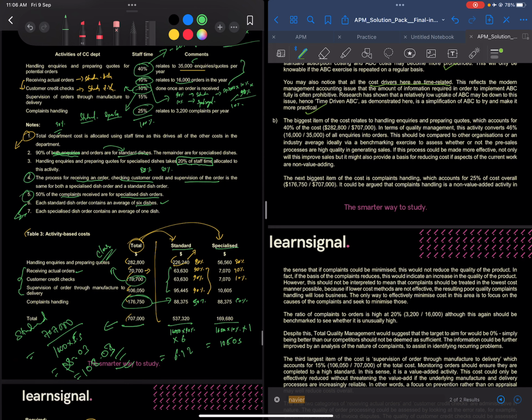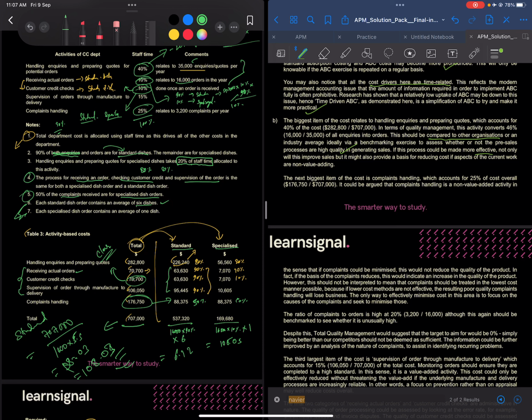So out of 16,000, 3,200 is, again, you're getting complaints out of that, right? The next thing, this should be compared to other organizations or an industry average, ideally via a benchmarking exercise, right? It would be a good idea to compare it with other organizations to get an idea of whether the pre-sales process is high quality or not. Because whether your inquiry is being good or not, whether your preparation of quote is effective or not. Effective, right? That's it. They have used the word.